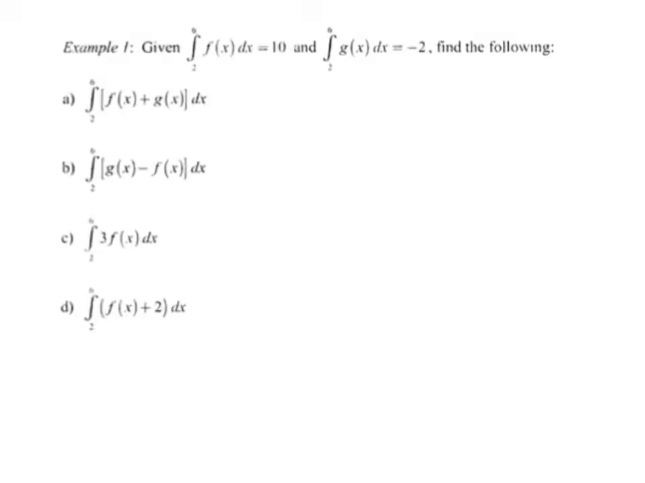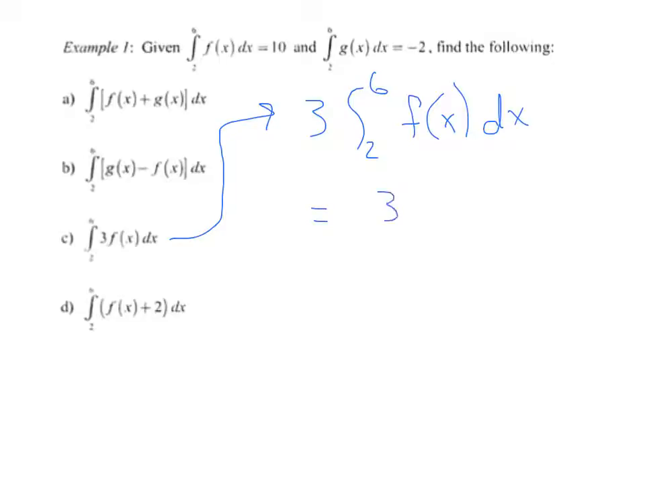Third example, now we're using this multiple rule. So what we can do, if it's 3 times f of x, and we're finding the definite integral, feel free to factor that 3 out to the front. So we're going to look at it from 2 to 6. It's just f of x dx. So that would give us 3 times, and the overall integral of function f for these limits is 10. So 3 times 10 gets me 30.